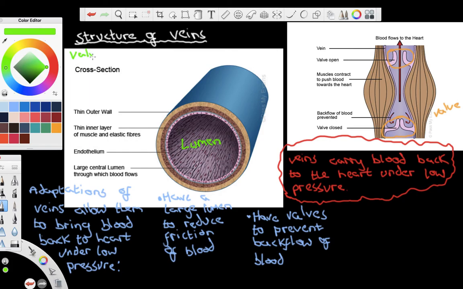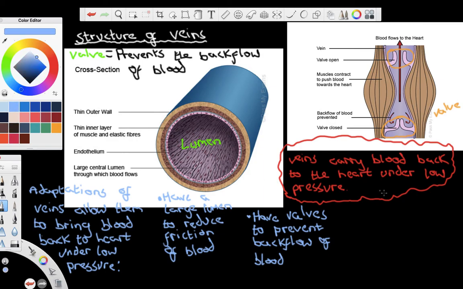A valve prevents the backflow of blood. So essentially, they force the blood to flow in one direction. And finally, they have thin walls that muscles contract on to push blood through the vein.